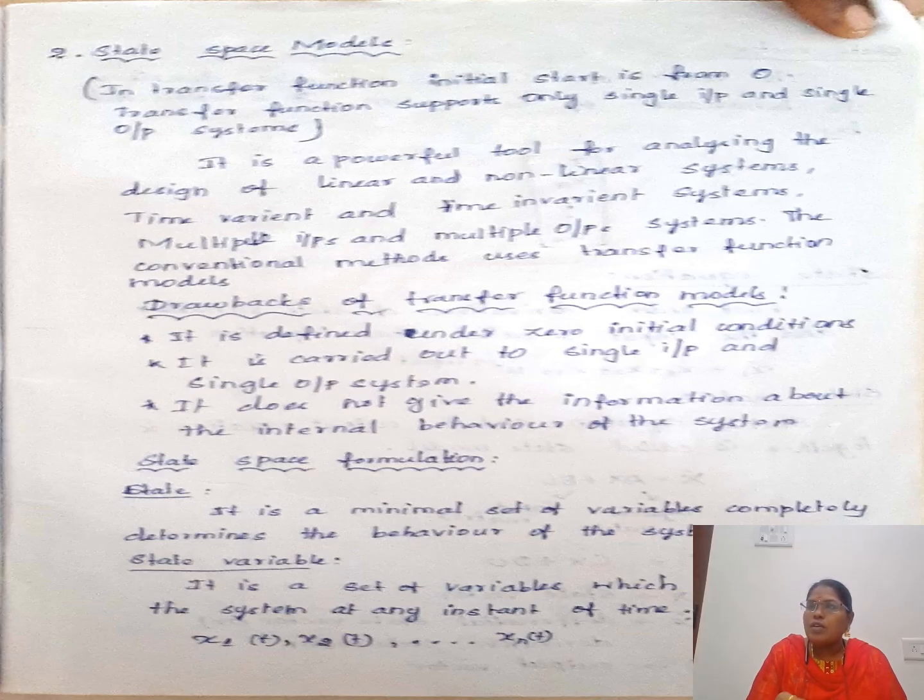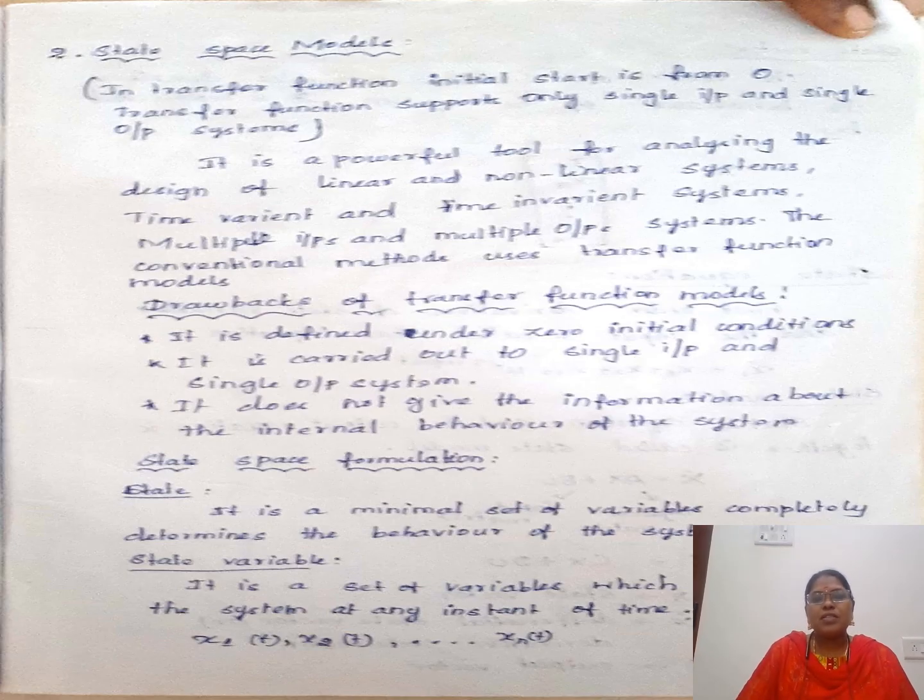This can be overcome by using a state space model. It is not necessary to use it only for initial conditions. We can use it for multi-input and multi-output systems. And the internal behavior of the system can be understood with the help of this state space model by assigning each thing as one state variable. That we will see one by one now.